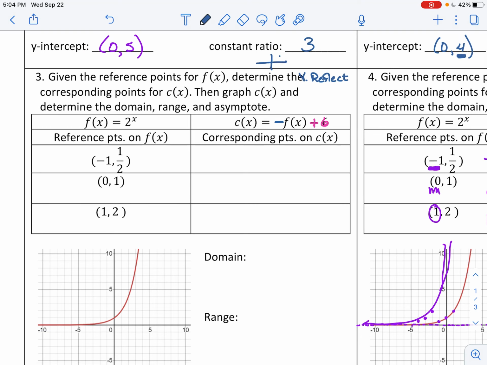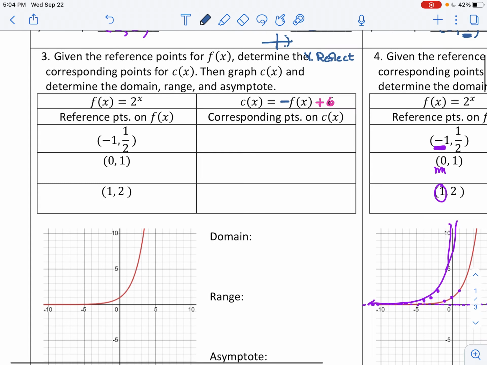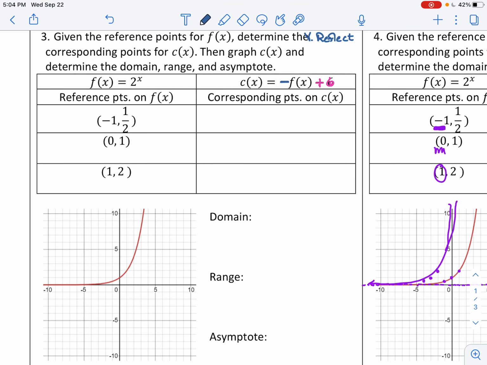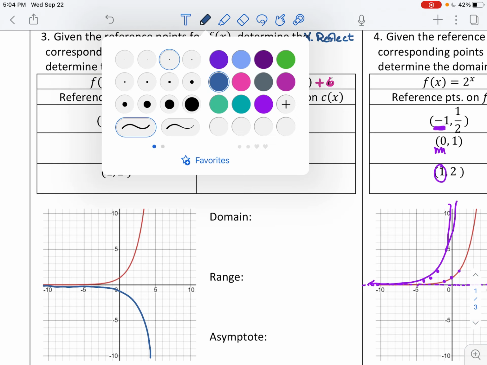So as I told you in class, I always picture it. And if I move it vertically, I just flipped over the x-axis. So this is a vertical reflection over the x-axis. So I'm just going to throw a sketch down here real quick. If that's all that happened, this is what I'd be looking at.